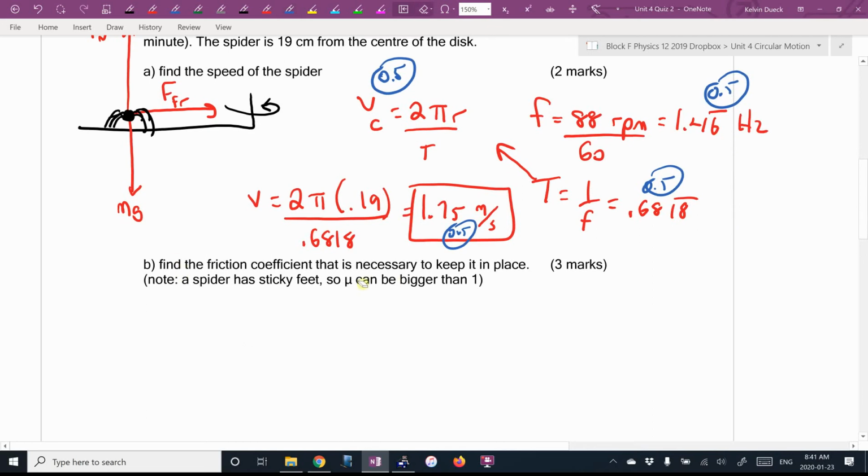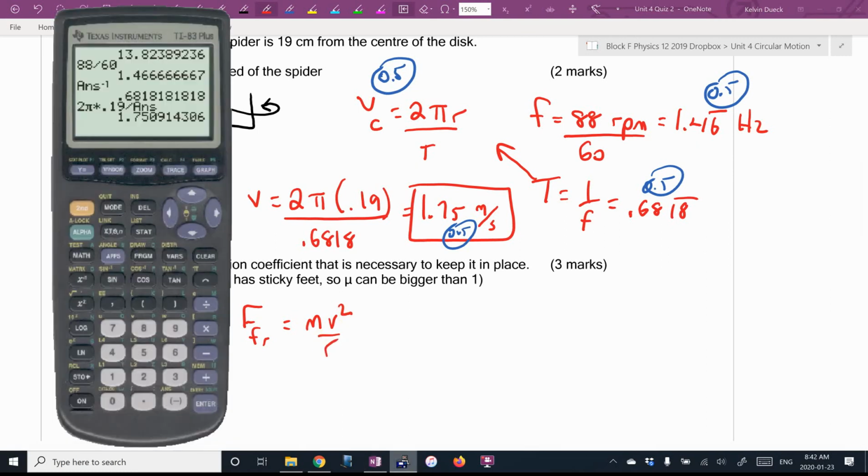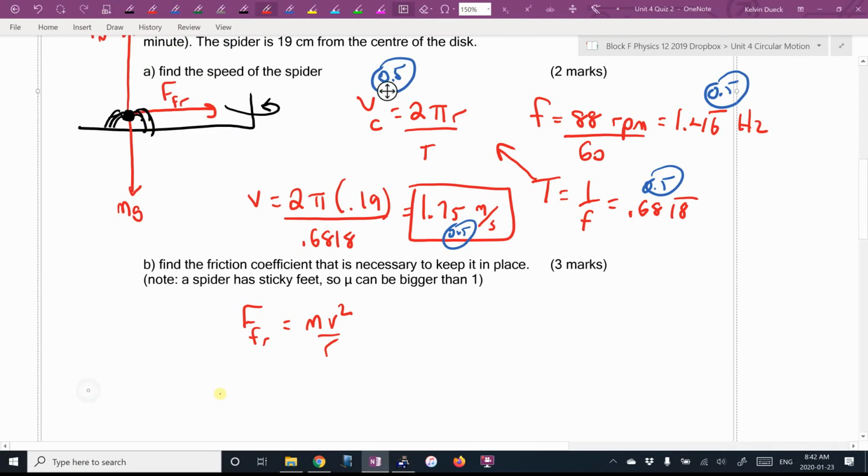B wants me to find the friction coefficient that's necessary to keep it in place. So now we're going to say, okay, friction is what's pushing me in a circle. I'm going to use mv squared over r simply because I notice on my calculator I have v sitting right here. You could also use the 4 pi squared r over t squared, because they did give you the period. Mu mg equals mv squared over r.